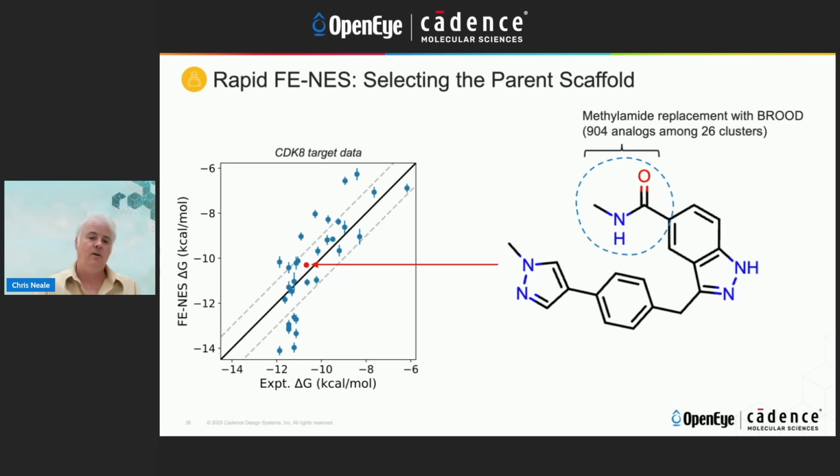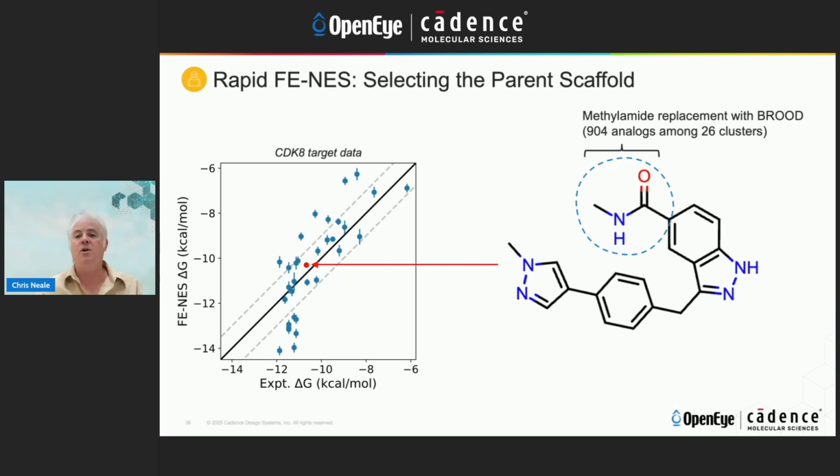On the left is the relationship between experimental affinity and default setting FE-NES predictions. I'm showing this because this is how I picked this molecule. I wanted one that I knew the affinity could be increased and it could be decreased. So I picked something from the middle of the pack, and that's the molecule that's shown on the right-hand side.